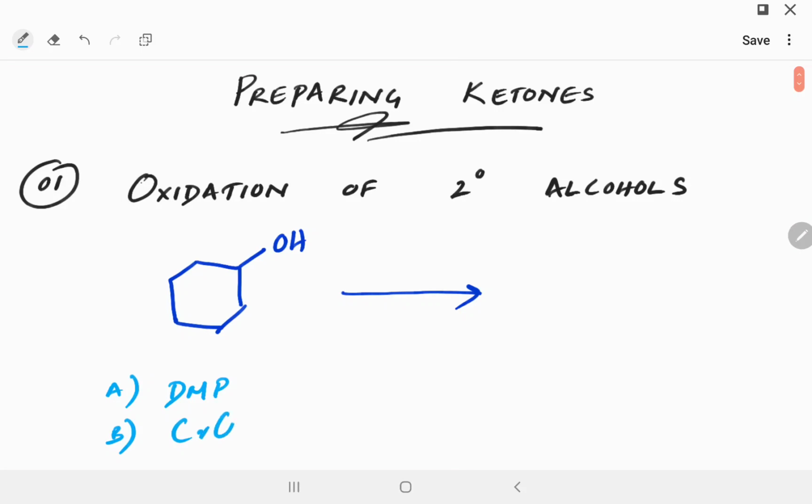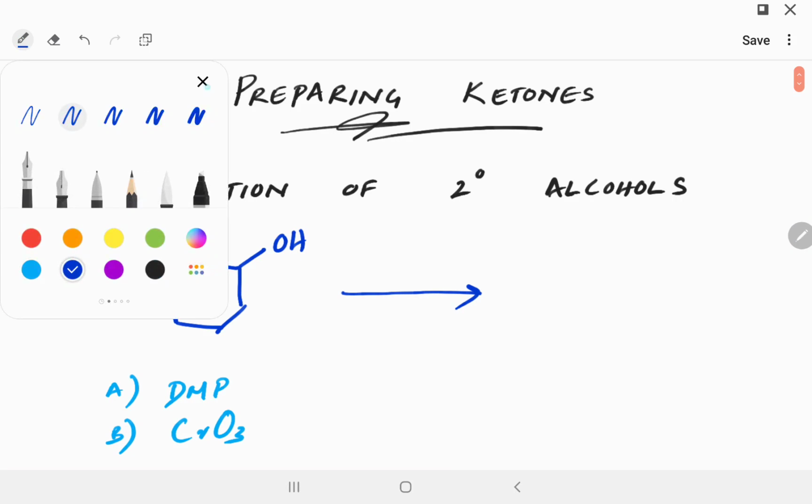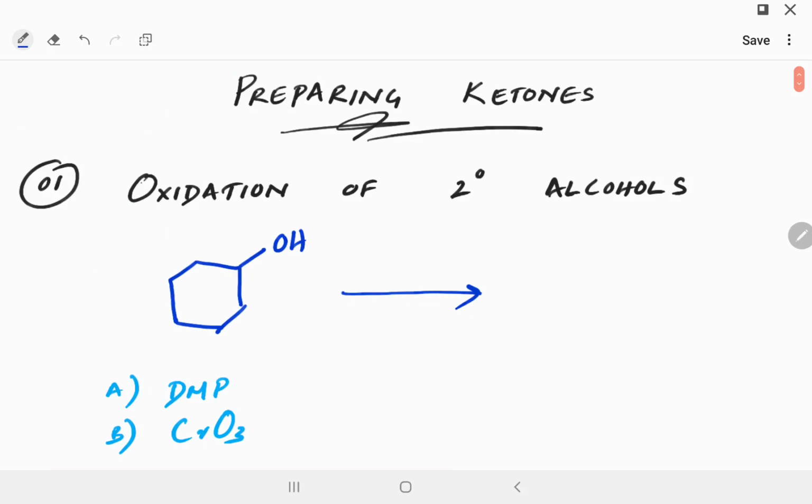So regardless of what you're going to use as the oxidizing agent, you will get your ketone. So that is something important. Unlike aldehydes, when it comes to ketone preparation, you can use multiple different oxidizing agents, and in here I'm going to use CrO3, chromium 6 oxide.